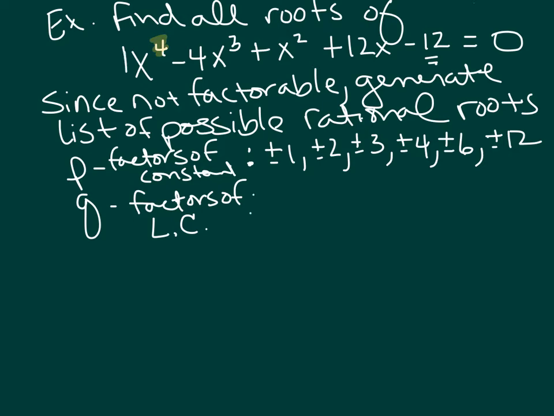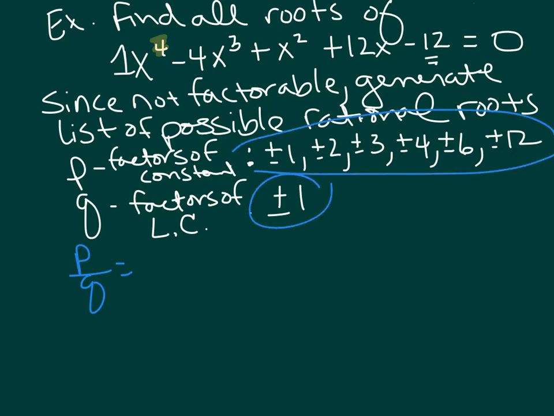Thankfully, our leading coefficient is a 1, so that really narrows down our factors of the leading coefficient to plus or minus 1. So then, our P over Q is going to be all the factors of a constant over the factors of our leading coefficient. So that really is just our list of P's, because everything divided by 1 is just going to be the same thing.